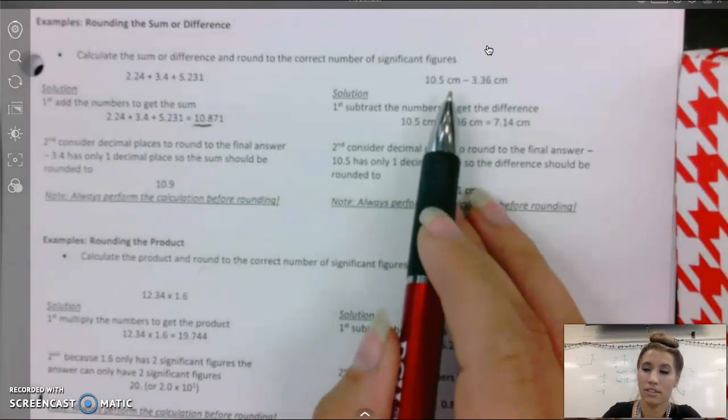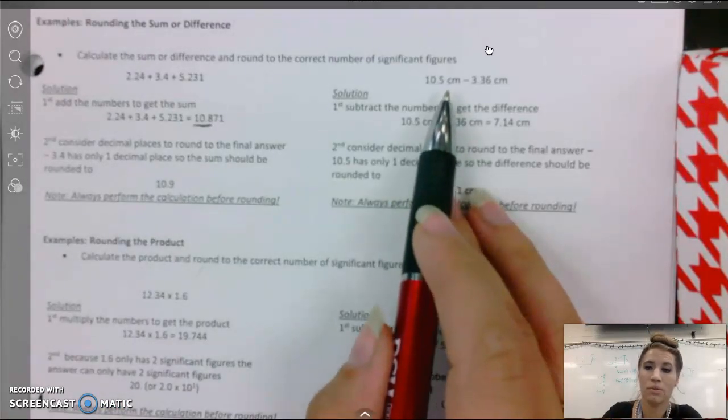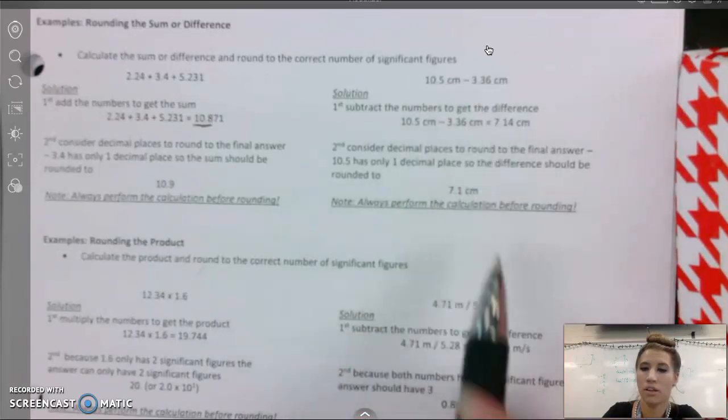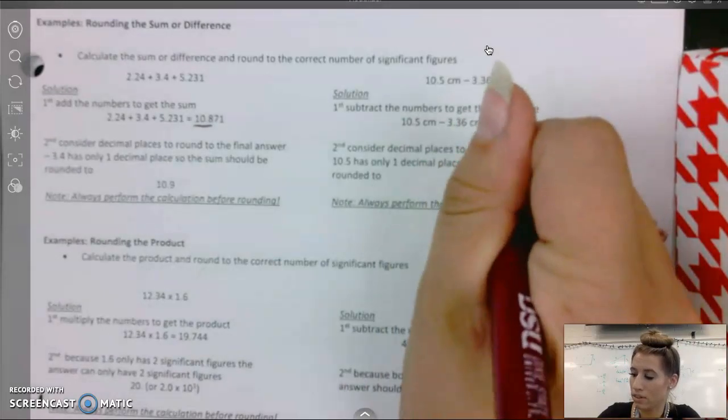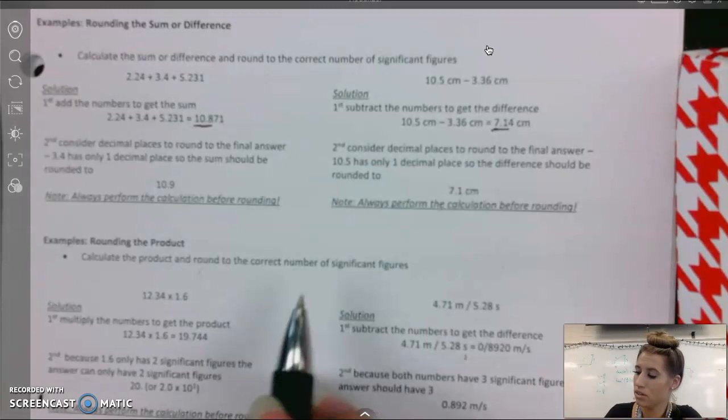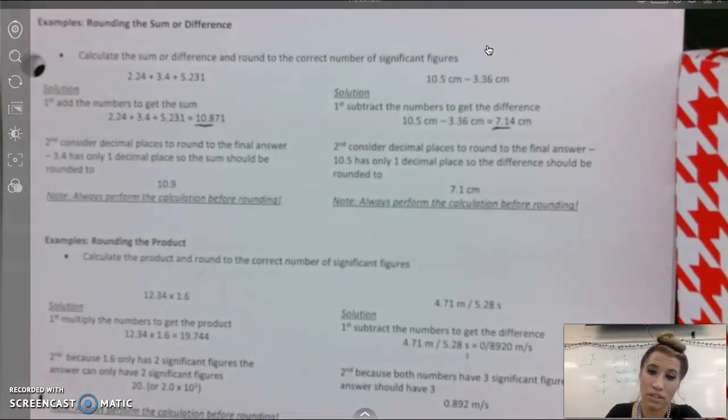Now, when I subtract, same rule. We have 1 digit after the decimal place, we have 2 digits after the decimal place. So our answer can only have 1 digit after the decimal place. Now the 4 after that 1 is less than 5, and so it doesn't cause the 1 to round up. So our final answer is 7.1 centimeters. Okay, so when we add and subtract, it's the least amount of digits after the decimal place. But when we multiply and divide, it's the least amount of sig figs.